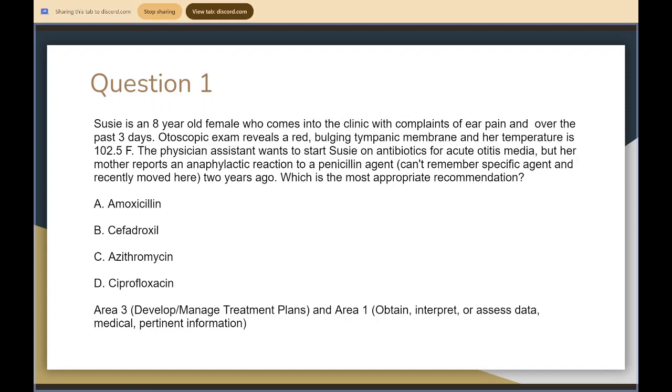And so this is area 3, which is develop or manage treatment plans, and area 1, obtain, interpret, or assess data, medical pertinent information. Whenever you're ready, go ahead and start answering. Thank you for those of you that are indicating you're guessing or you're unsure. Please make a note for you when you go back and review.